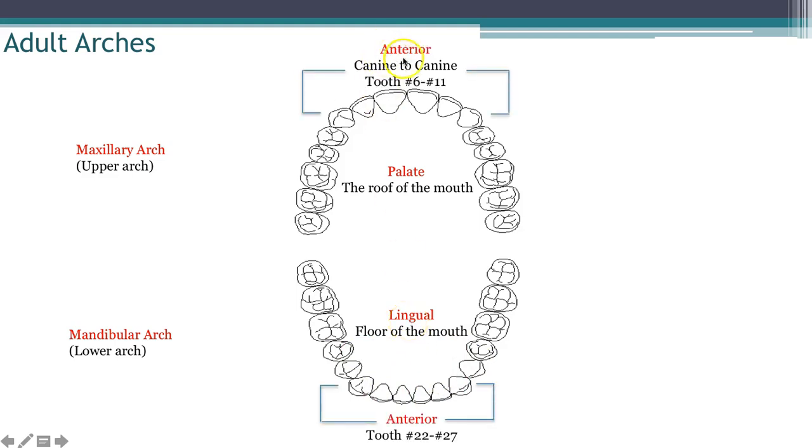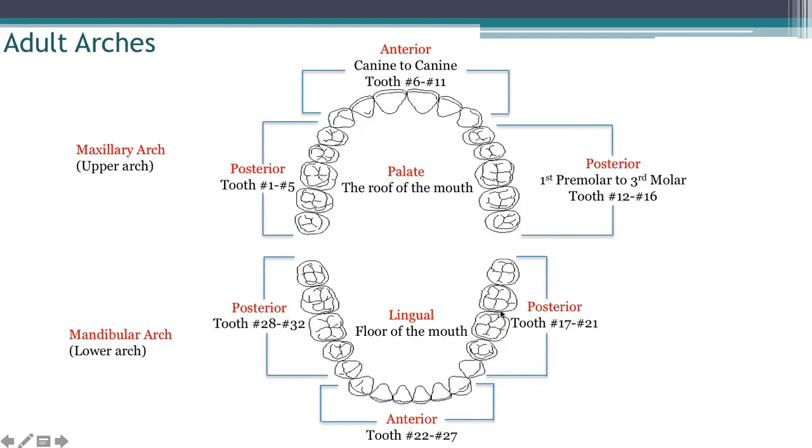Then we have our anterior teeth, and anterior is basically whatever is in front. Anterior goes from canine to canine. So for the upper arch, for adults, that will be number 6 to 11, and on the bottom for adults, it'll be number 22 to 27.